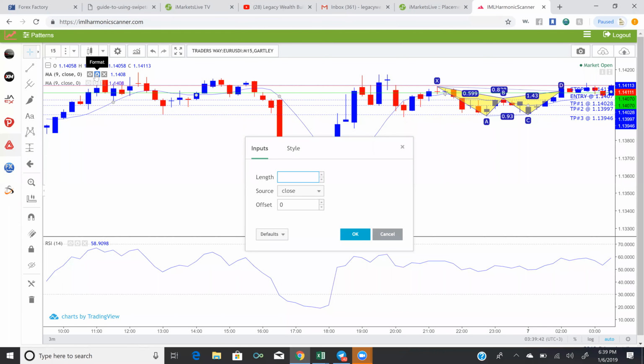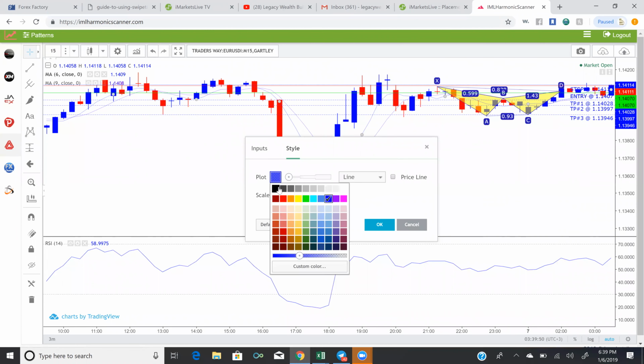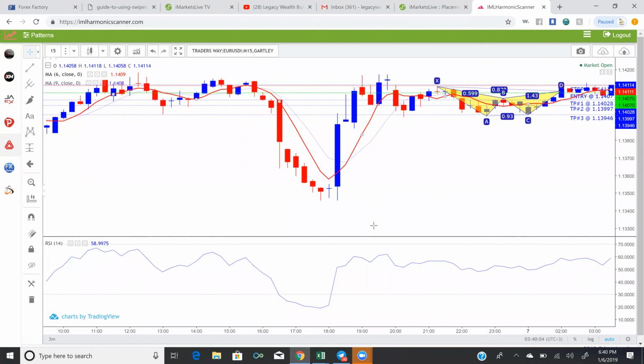The first indicator is going to be the number 6. I'm going to click over here on style. Click the box next to plot. I want to change the color. First, I'm going to go here, make it darker. Here, make it red. Here, make it thicker. Click OK.